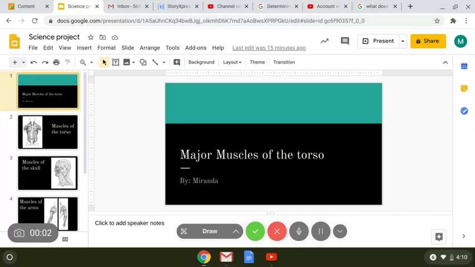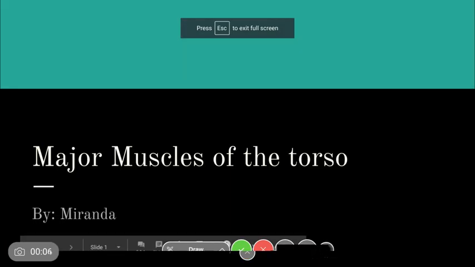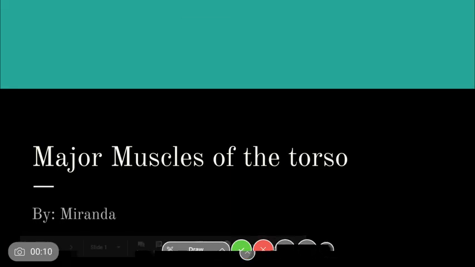Hi, it's me, Miranda, again, and today we are going to be going over the major muscles of the torso, abdomen, chest area, whatever you would like to call it, just that big area that's your torso.